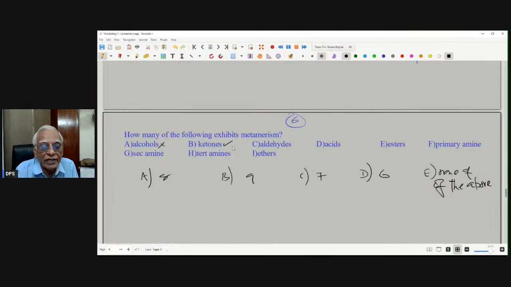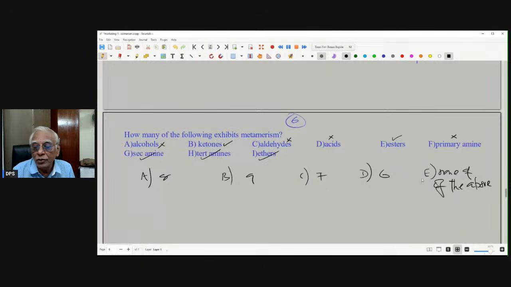Ketone is a divalent functional group. Aldehyde is a monovalent functional group. Carboxylic acid is a monovalent functional group. Ester is a divalent functional group. Primary amine is a monovalent functional group. Secondary amine is a divalent functional group. Tertiary amine, tervalent functional group. It's a divalent functional group. Now, 1, 2, 3, 4, and 5.